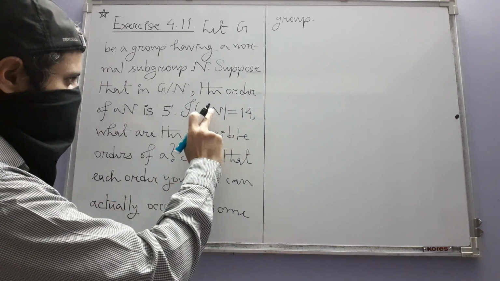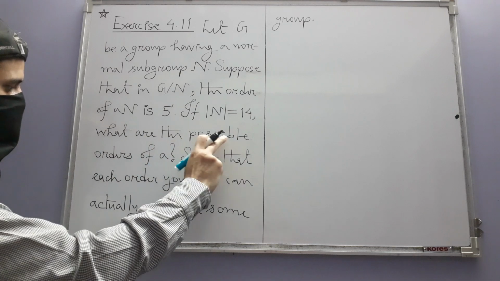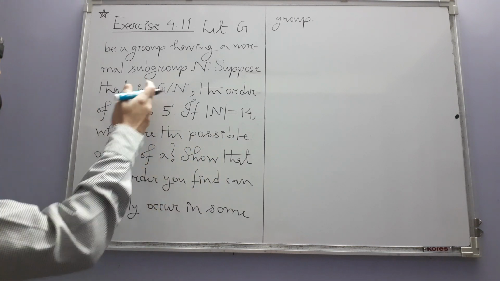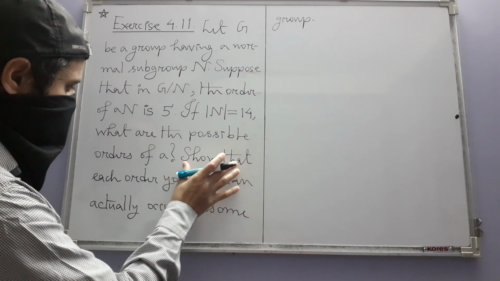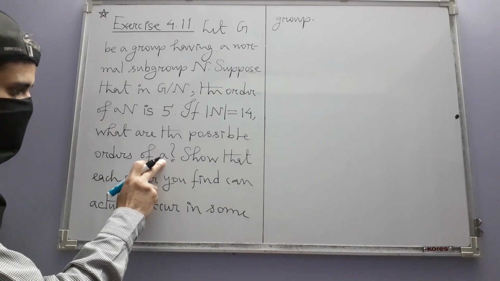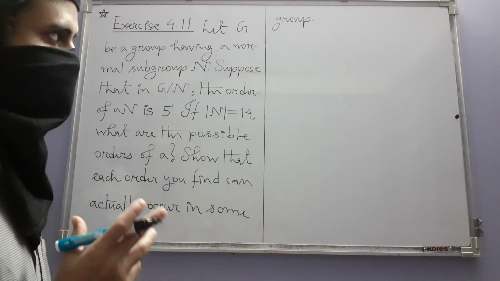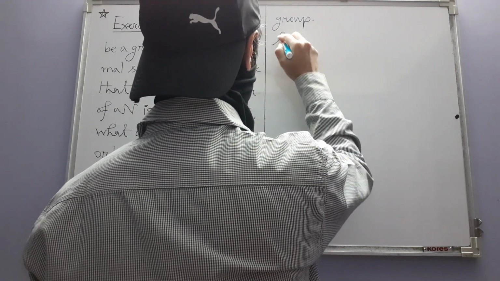Then if N has order 14, what are the possible orders of the element A, of course in the original group G? And also we have to show that each order that we find of A in G can actually occur in some groups, in some concrete example. So let's see the solution.